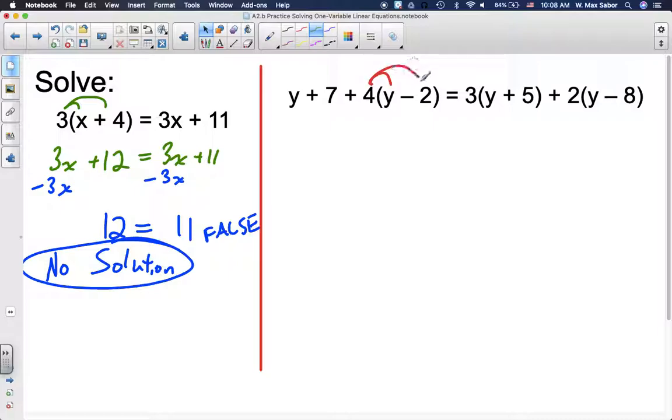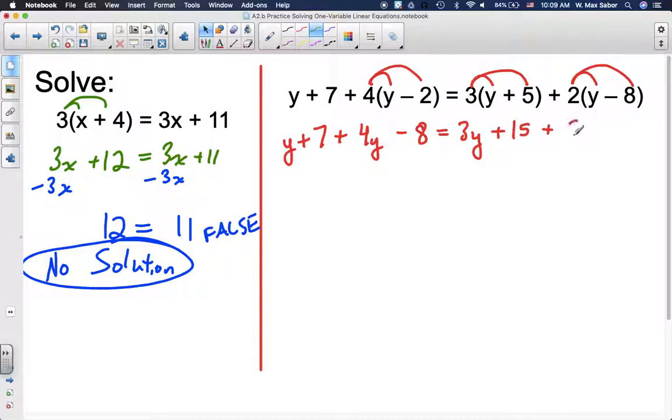Now, distributive property. There's multiple distributive properties here. The y plus 7 remains unchanged. Remember, the distributive property says to multiply 4y, 8, 3y, 15, 2y, and negative 16. If you're stuck on distributive property, go back to the video on distributive property. If you're stuck on combining like terms, go back to the video on combining like terms.